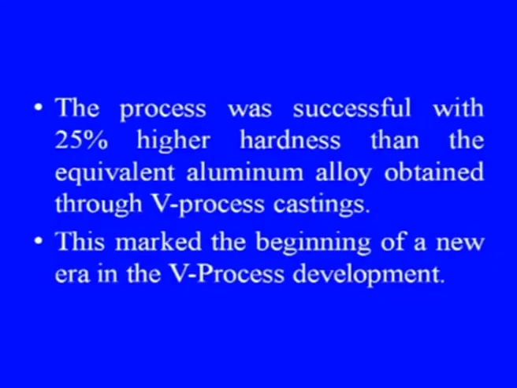At the beginning, valve plates for class 7 and class 8 trucks in the United States were made by this process. The process was successful with 25% higher hardness than the equivalent aluminum alloy obtained through other process castings. This is quite significant. This method marked the beginning of a new era in the V process development.